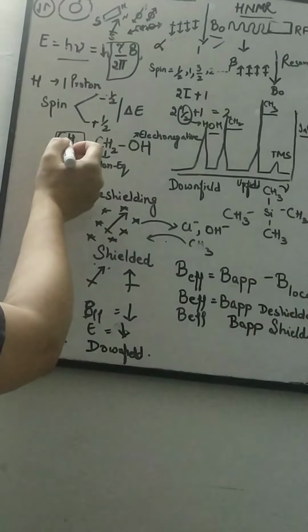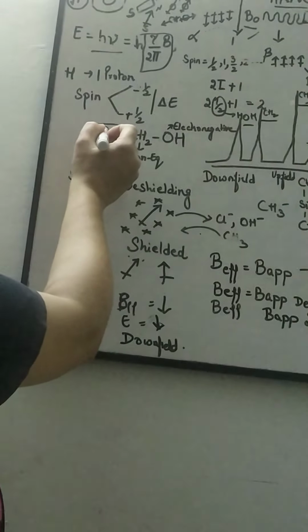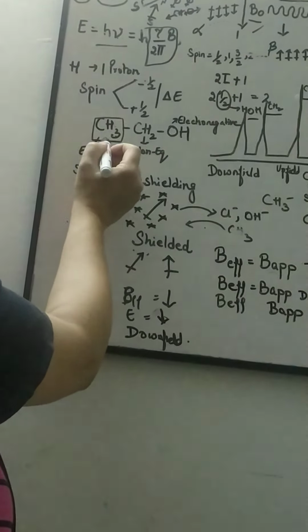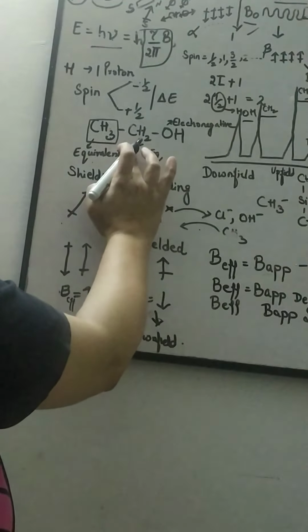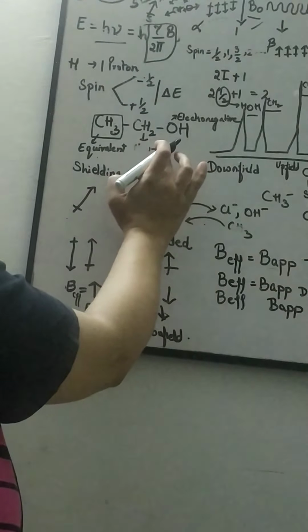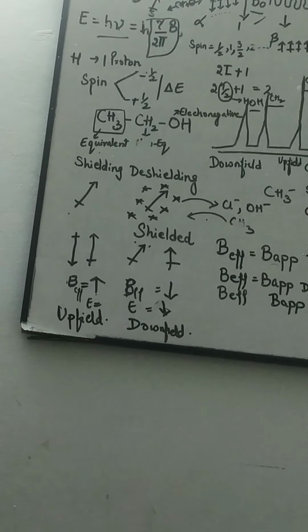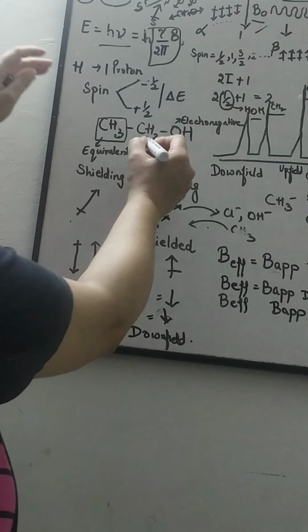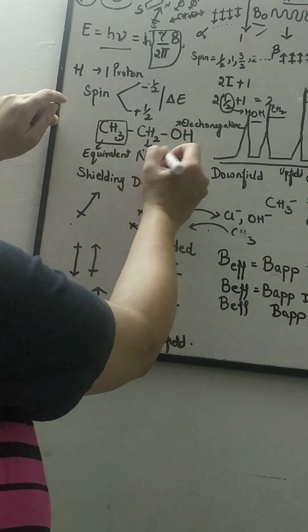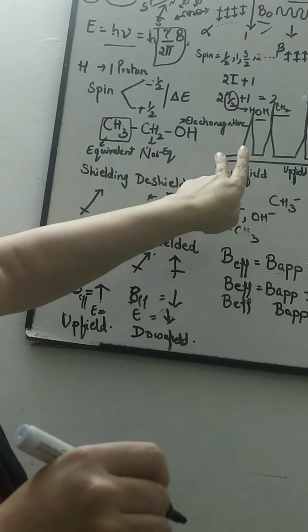Now because these H3 are attached to a single carbon, these are known as equivalent protons. Again, CH2, these are also equivalent protons, and there is 1 proton of H. But when compared to CH3 and CH2, they are non-equivalent protons. So 3 types of protons.